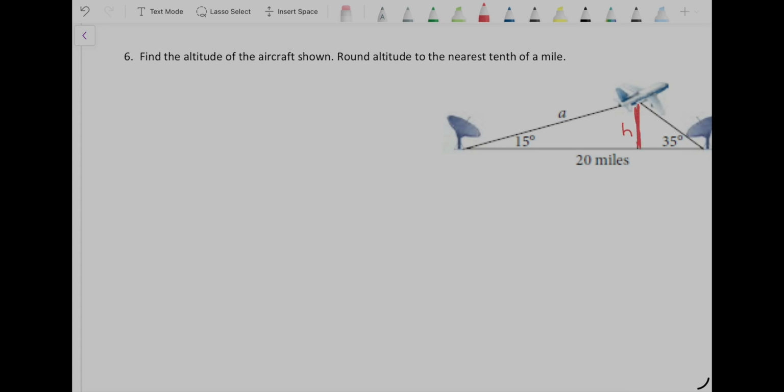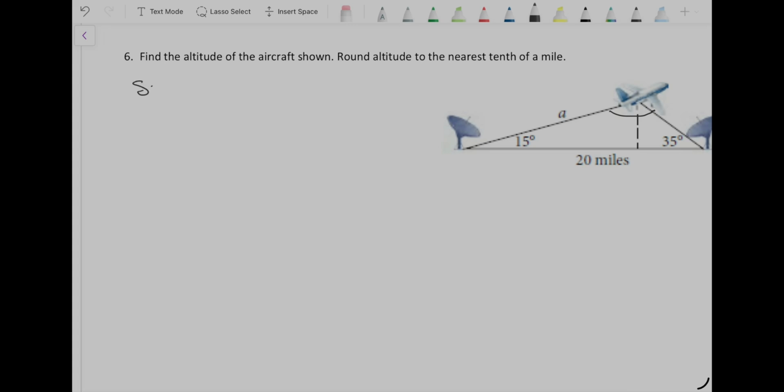I'll label it h. The problem is the 20 miles gives us both the bottom length of the left triangle and the length of the right triangle collectively. So the 20 is really hard to utilize if we're going to try to find that height directly. So what I'm going to do instead is use this big triangle and try to find some of the side lengths. Here's what I mean by that.